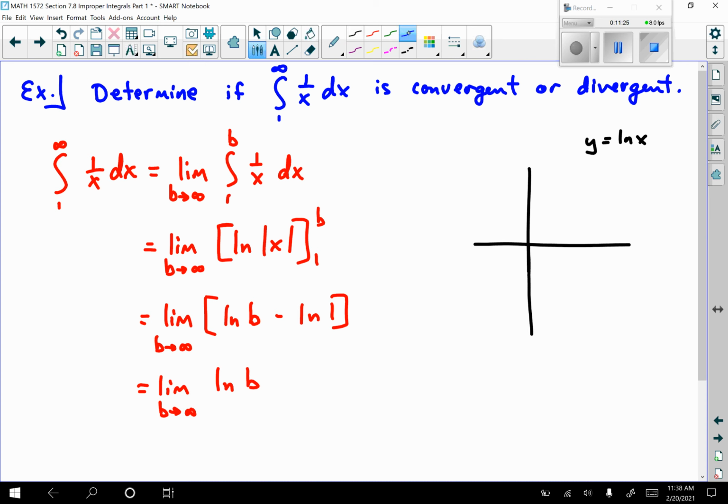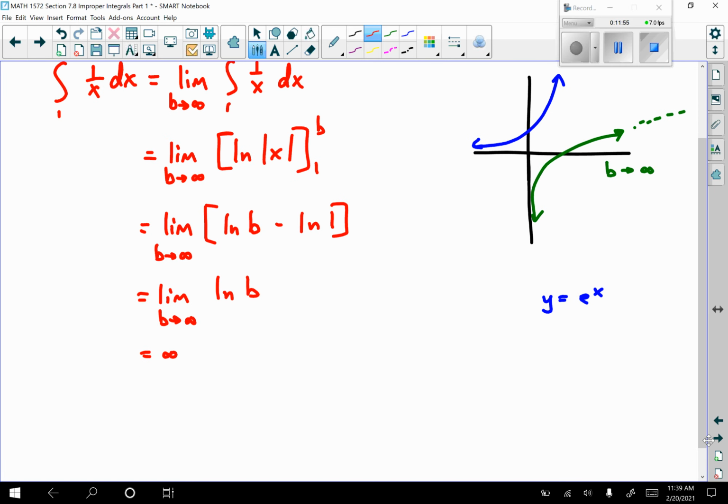Now at the beginning of this class, we talked about inverses. So y equals the natural log of x is the inverse of y equals e to the x. And here's our graph for y equals e to the x. If I were to reflect this over the line y equals x, I would get a function that looks like this. So as b keeps increasing without bound, our graph keeps going upwards forever. So this would actually give us infinity, which means the limit doesn't exist. Therefore, the integral from 1 to infinity of 1 over x dx is divergent.